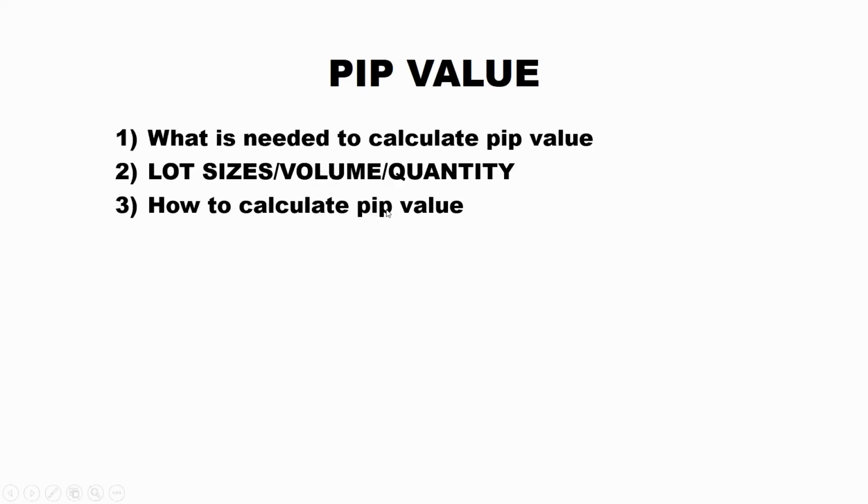So what are we going to be speaking about here? We're going to be speaking about what you need to be able to calculate a pip value. Then we're going to be talking about lot sizes, because lot sizes move hand in hand with calculating the pip value. You need lot size, or what is sometimes called volume, or what you can call quantity. A lot size is just like when you go to the butchery and want to buy meat, you buy it in quantities, right? So in trading, lot size is the quantity of the trade that you would like to take up relative to your capital size. Then thirdly, we're going to be looking at how we can calculate the pip value after knowing what is needed and understanding lot sizes. So without wasting time, let's just start.